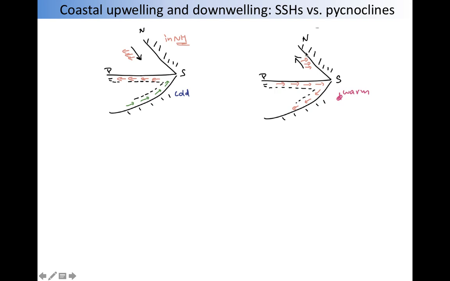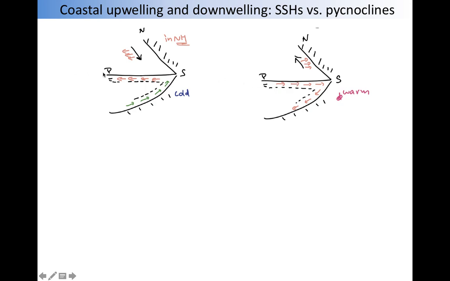The shoreline is here, wind is blowing, transport is generated, and the water will sink down. Relatively warm water is coming down. We call that downwelling.